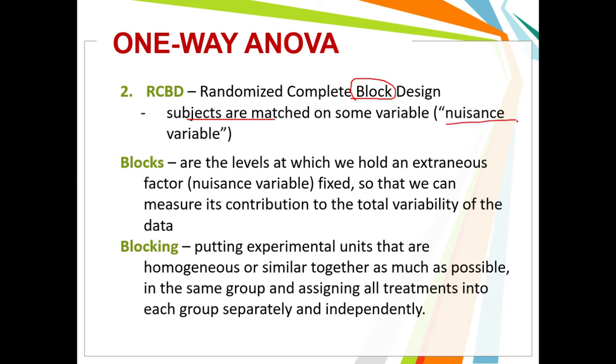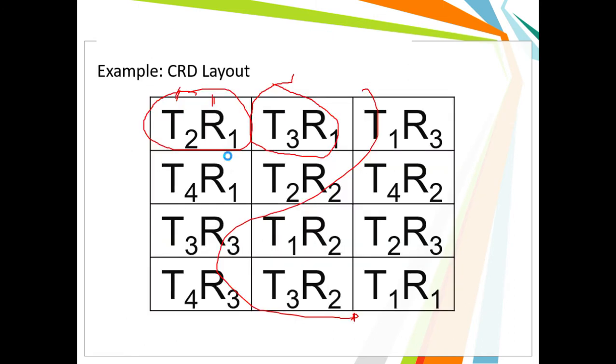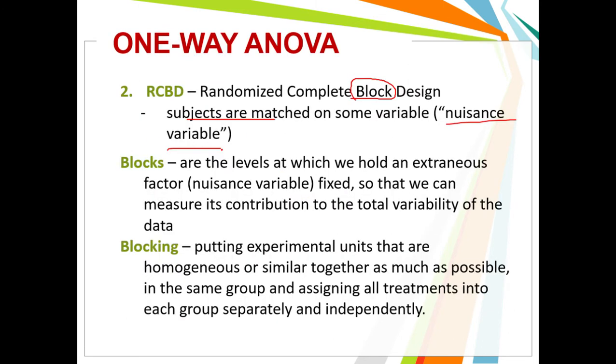May tinatawag tayo na nuisance variable. Ito yung variable na hindi makontrol. Because sa CRD na layout or sa CRD na design, dapat kontrolado lahat. Homogeneous nga, sabi kanina, or uniform lahat. Pero, if we know na may variable na mahirap i-control, na mahirap gawing uniform, o hindi talaga uniform, we put them in blocks yung ating treatments or RCBD yung ating magiging design.